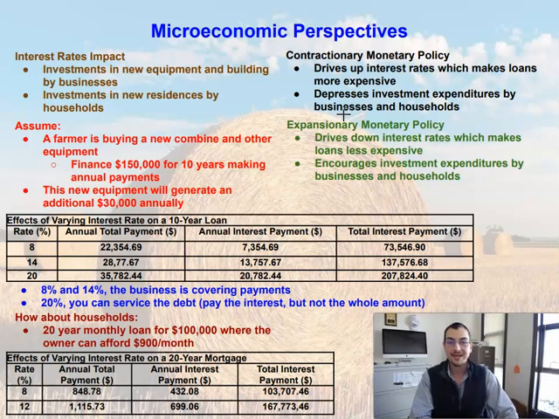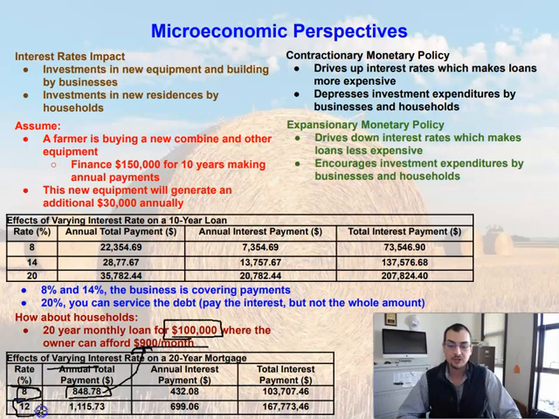Well, what about households? How does this work from the household perspective? Essentially, it works the same way. So let's say that a household can engage in a 20-year monthly loan for a $100,000 house. This is a $100,000 house, and the owner can afford $900 a month. At 8%, let's say, the monthly payment is actually going to be $848.78. Can they afford this payment at 8%? Well, yeah, it's less than $900. They can afford that house at 8%.